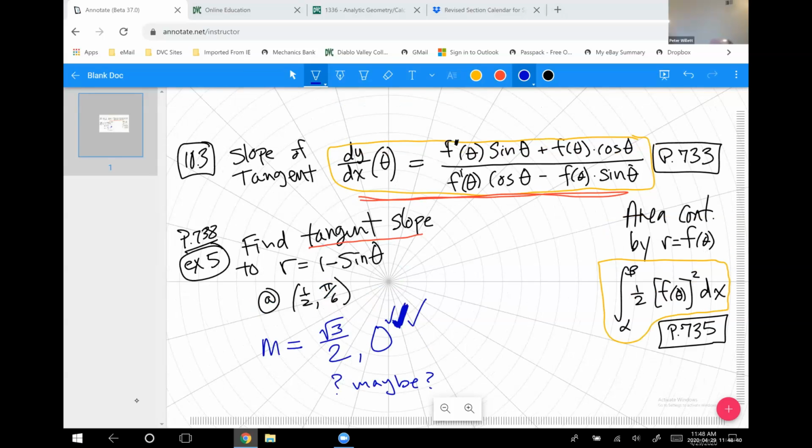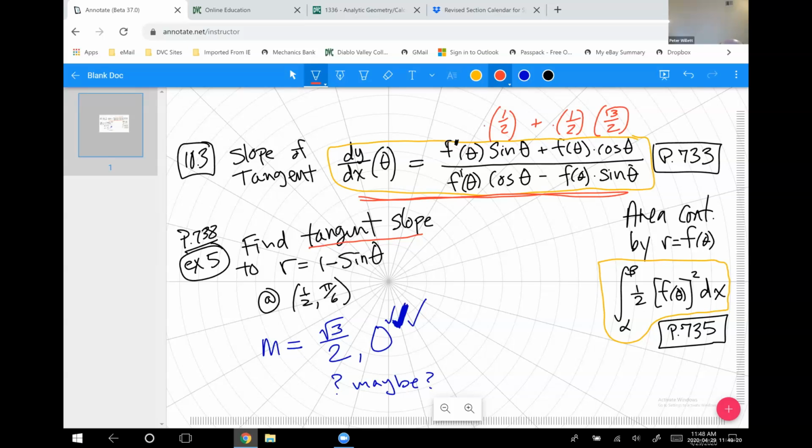I can see we are down to about 17 minutes left. So I think one of the ways to see that you would get 0, for those who are still working with this, is that when you plug in pi over 6, the function gives you 1/2. So f of theta is 1/2 right here in the formula. And cosine of pi over 6 is square root of 3 over 2, so that would be that product. And then sine of pi over 6 is 1/2, so that's this part of the formula.